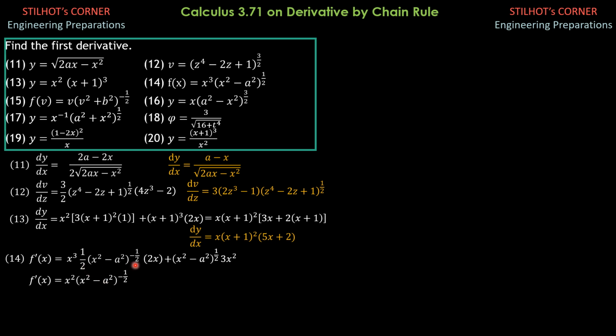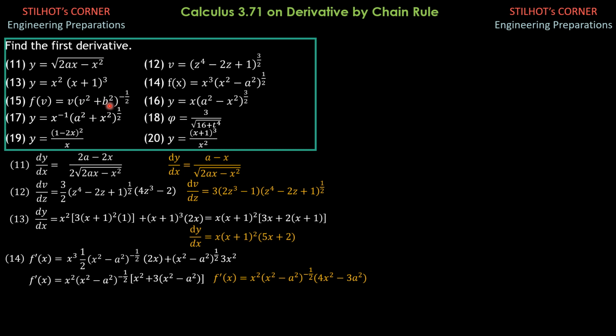Then times what is left here is x squared, and here it's 3 times quantity x squared minus a squared. So times quantity x squared, then plus 3 times quantity x squared minus a squared, because that's 1/2 and this is negative 1/2, so that makes it positive 1/2. That's correct. So let's simplify this inside. This is 4x squared minus 3a squared. So final answer, f prime of x is x squared times quantity x squared minus a squared to the negative 1/2 times quantity 4x squared minus 3a squared. So that's it for number 14.